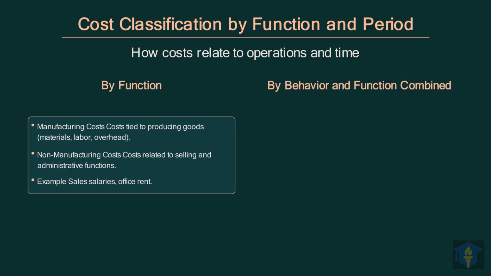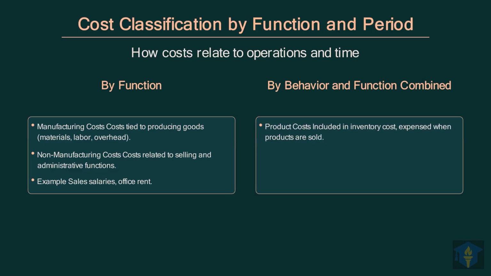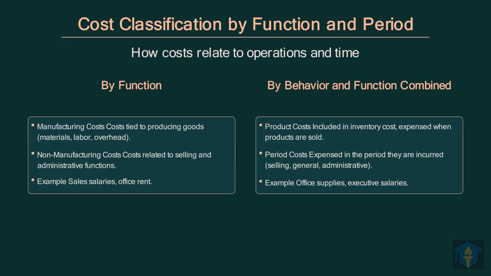Combining behavior and function, we categorize product costs, which are included in inventory. These costs are expensed only when the products are actually sold, becoming part of the cost of goods sold. Period costs, on the other hand, are expensed in the accounting period they are incurred. Examples include office supplies and executive salaries, which are recognized as expenses immediately.